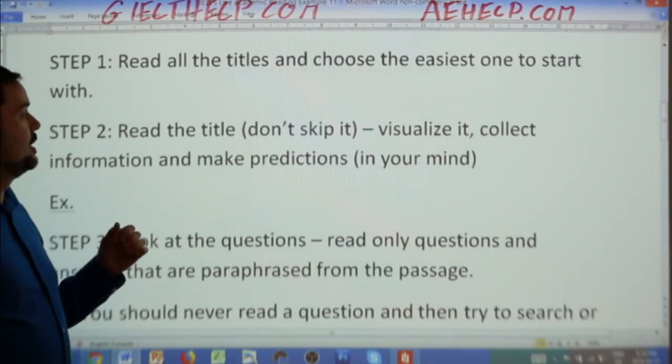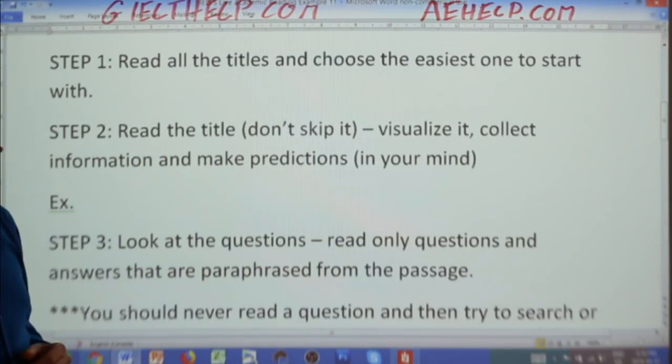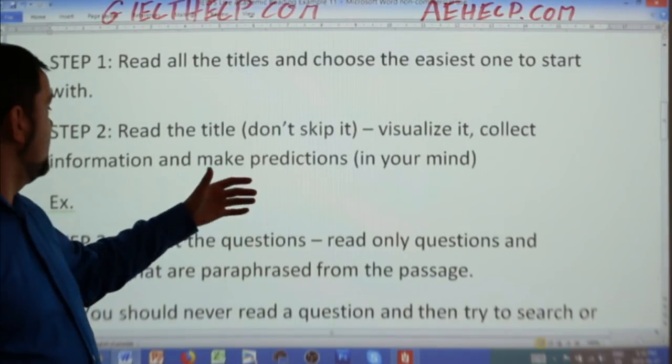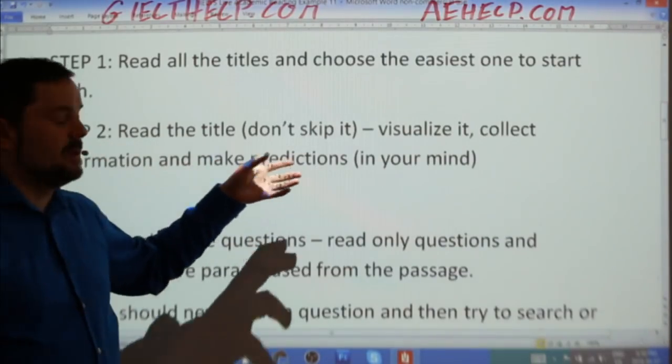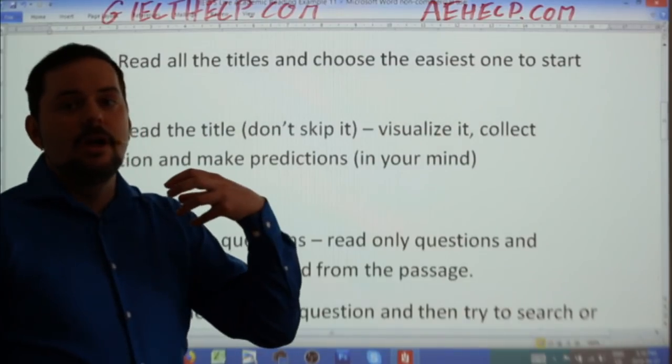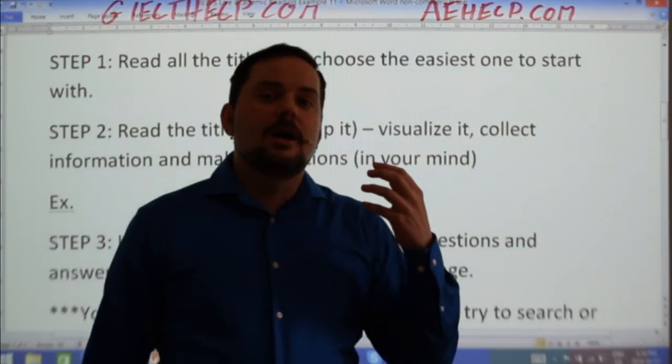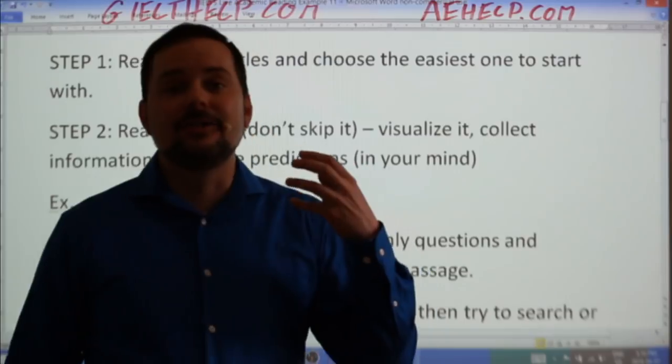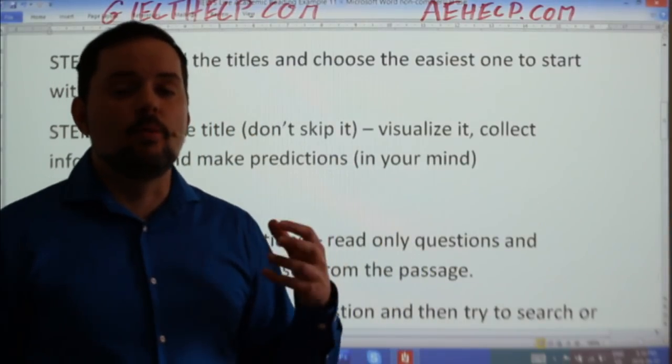Then for step number 2, read the title again for the one that you chose and visualize it, picture it, and collect all of the information and make predictions. So try to think about what is this passage going to discuss. What will it be about? What do I know about this?